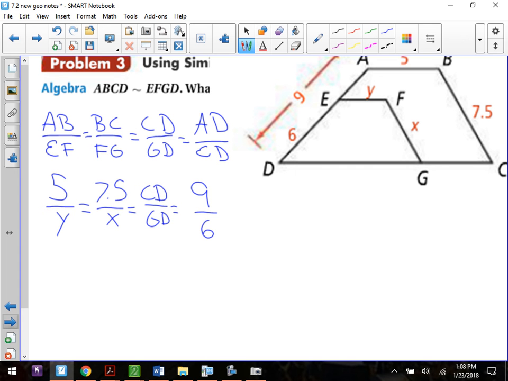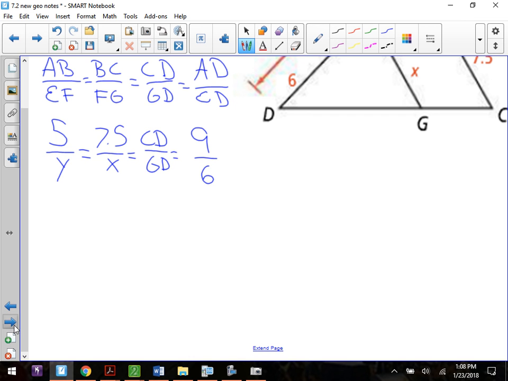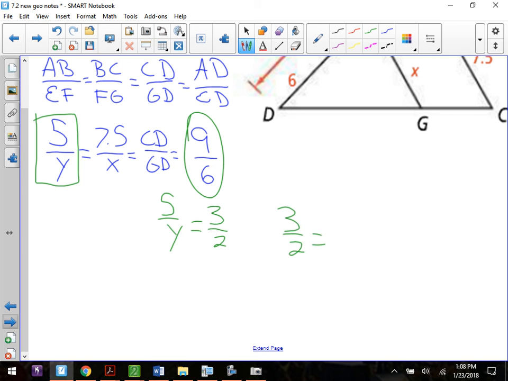3 over 2. So what I do here is I take the one side length that I know, I simplify it, and I use it to solve for both the missing values. Because that 3 over 2 winds up being what we call the scale factor of the object.